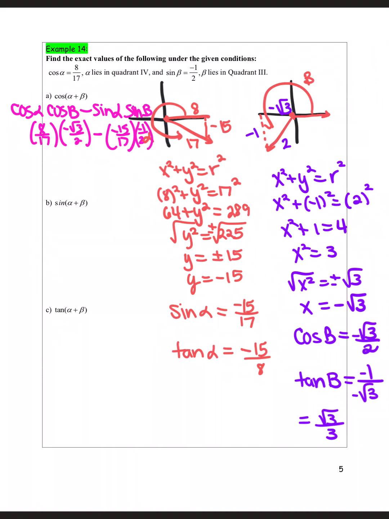So we have negative 8 square root of 3 over 34 minus negative 15 times negative 1 is 15, but keep in mind that that was a minus sign, and 15, and then 17 times 2 is 34. So this is going to be negative 8 square root of 3 minus 15 all over 34.